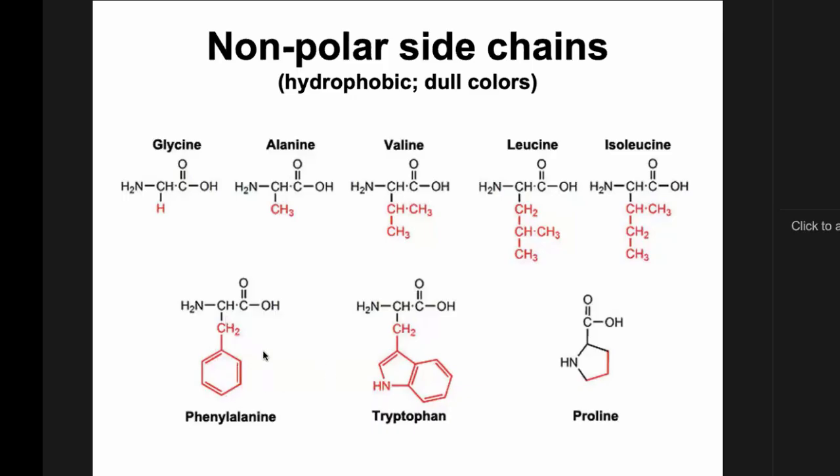Some of them get a little more complicated, like phenylalanine. It's the same structure as alanine with that CH3 or methyl group, but now we've added an entire benzene ring to that methyl group. So the phenyl is a prefix that often refers to these benzene rings. So it's simply phenyl added to alanine.